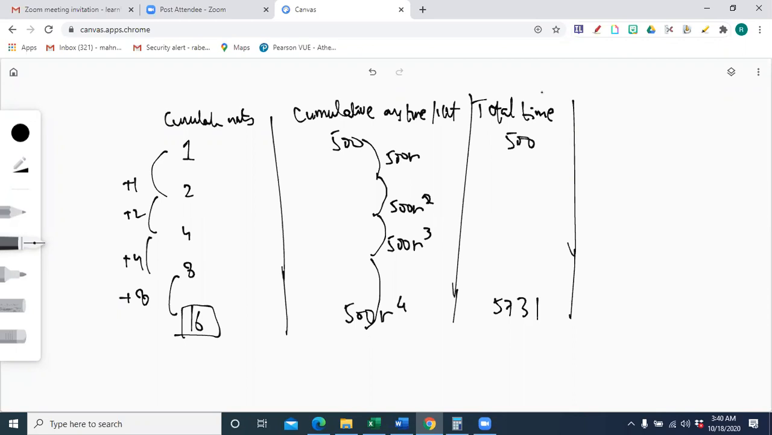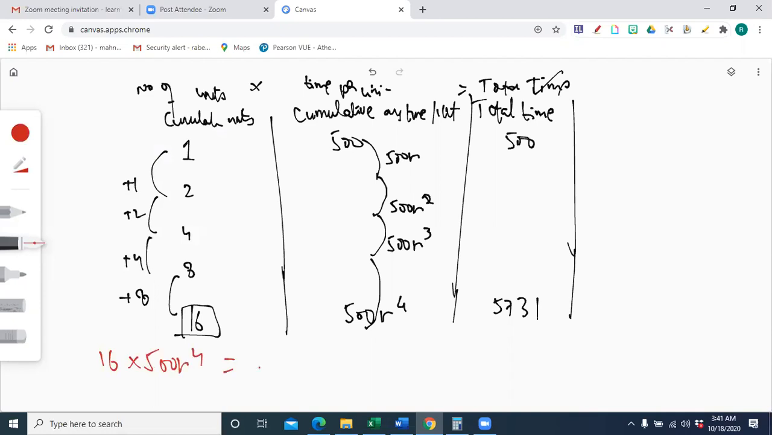And how do you get the total time? Number of units multiplied by time per unit. That's how you get the total time. So consider this is the time per unit and this is the total number of units. You multiply them and this will be equal to your total time. So I can write it like this: 16 times 500R^4 is equal to 5731. Now if you solve this for R, you're going to get your learning rate.